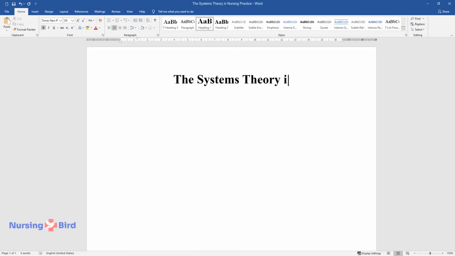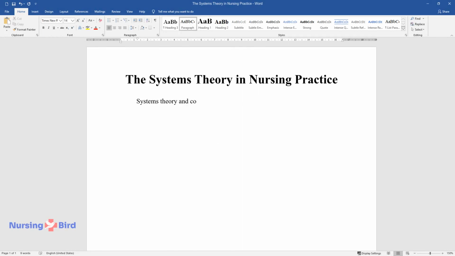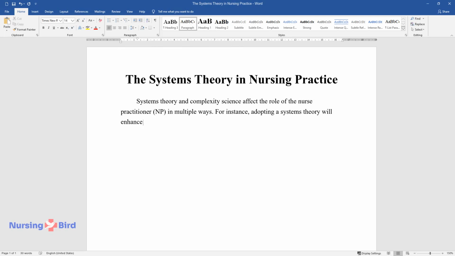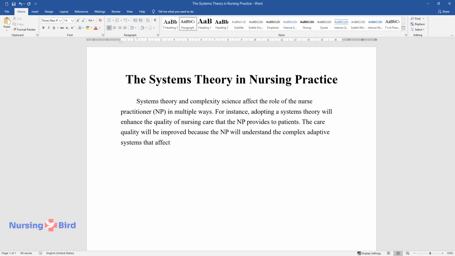The systems theory in nursing practice. Systems theory and complexity science affect the role of the nurse practitioner, NP, in multiple ways. For instance, adopting a systems theory will enhance the quality of nursing care that the NP provides to patients. The care quality will be improved because the NP will understand the complex adaptive systems that affect nursing.